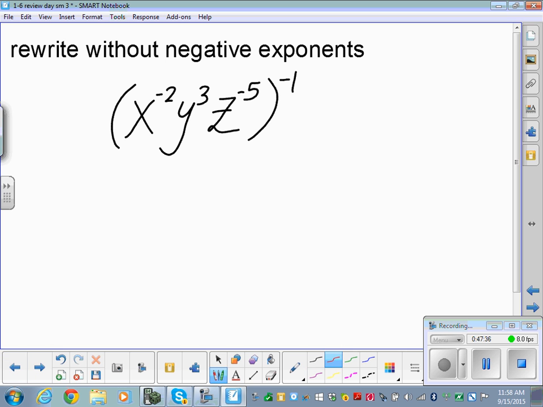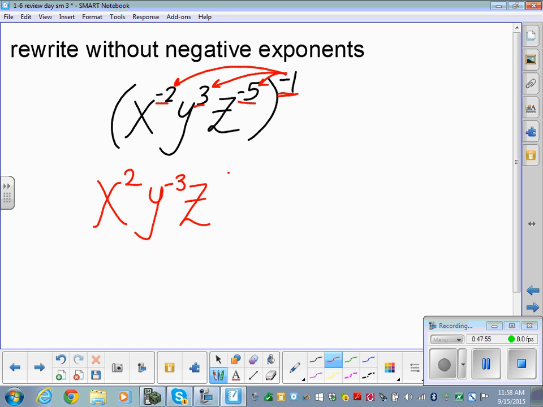So we're going to go ahead and just say, okay, we're raising that to the -1, that to the -1, and that to the -1. And when you raise a power to a power, then you multiply. So we'll have x to the -2 times -1 is +2. Y to the 3 times -1 is -3. And then z to the -5 times -1 is z to the +5.